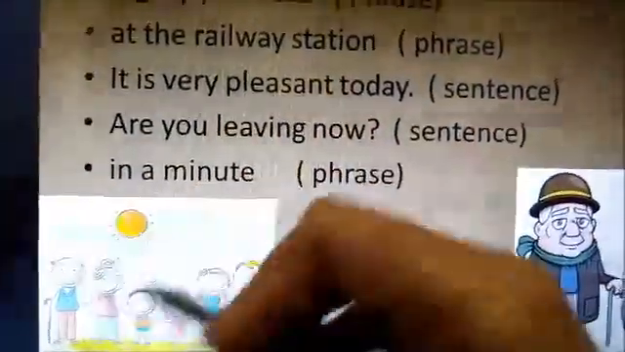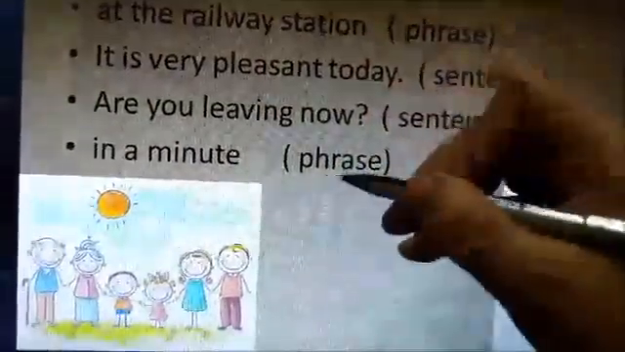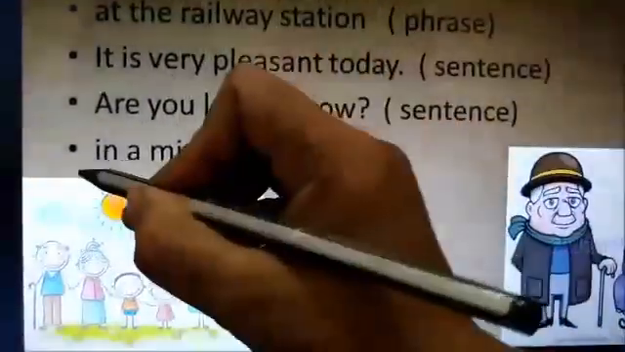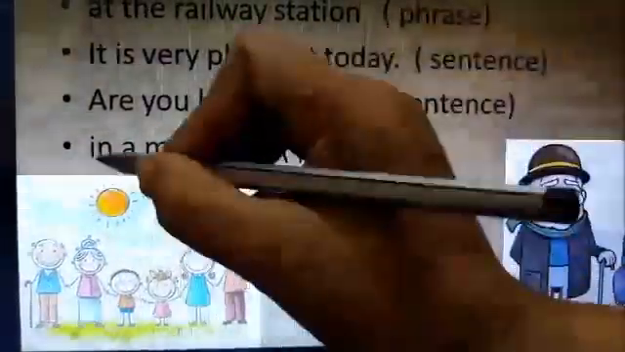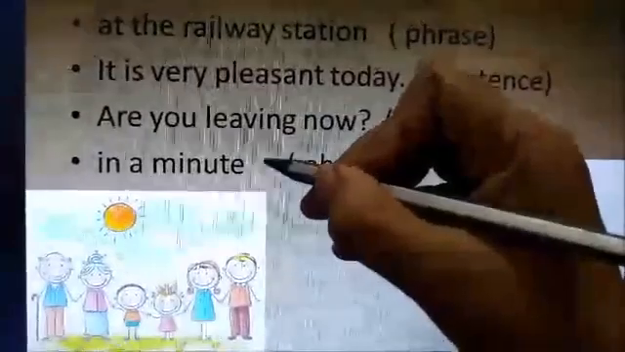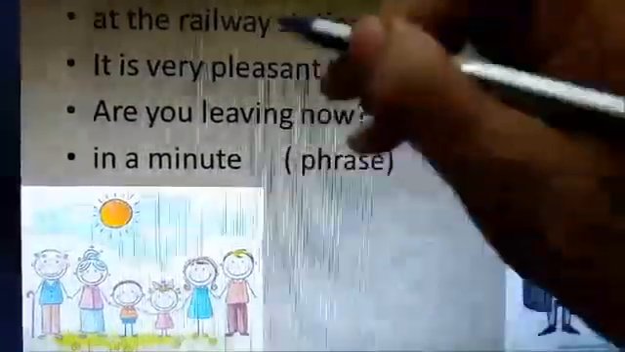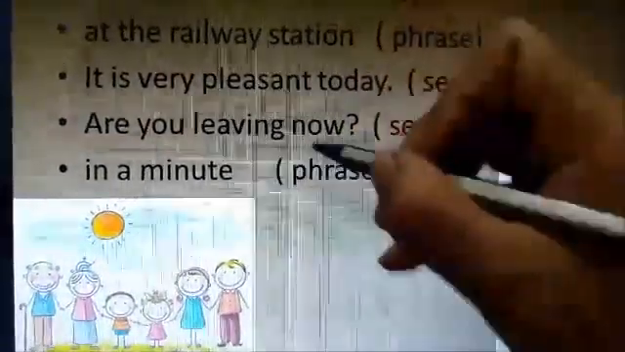Now look at the fifth one, in a minute. It is also a phrase because it does not have a subject, it does not have a verb, it is only a few words. It does not end with a full stop or question mark or an exclamation mark.